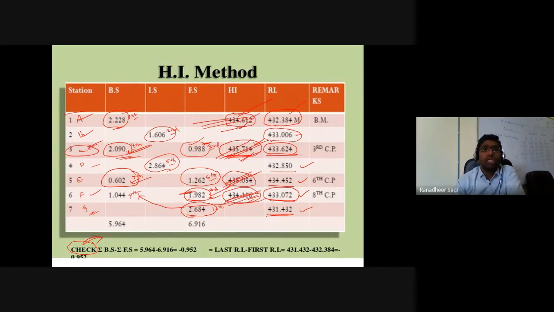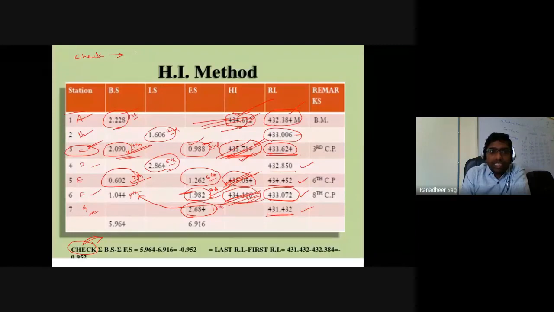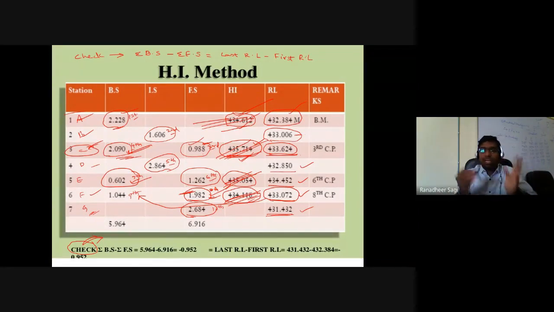So what is that arithmetic check by which we can understand that the problem solved for determining the RLs is correct? The check is: the sum of all back sides minus the sum of all fore sides should be equal to the last RL value minus the first RL value.